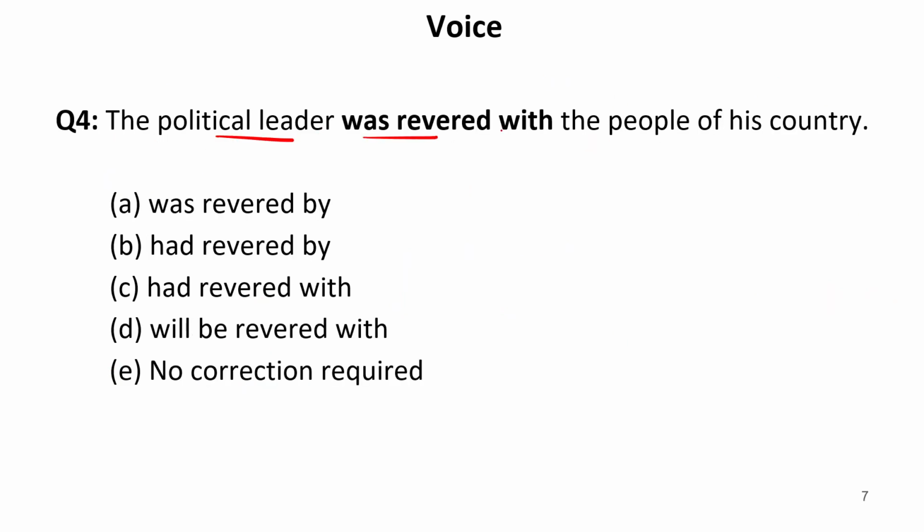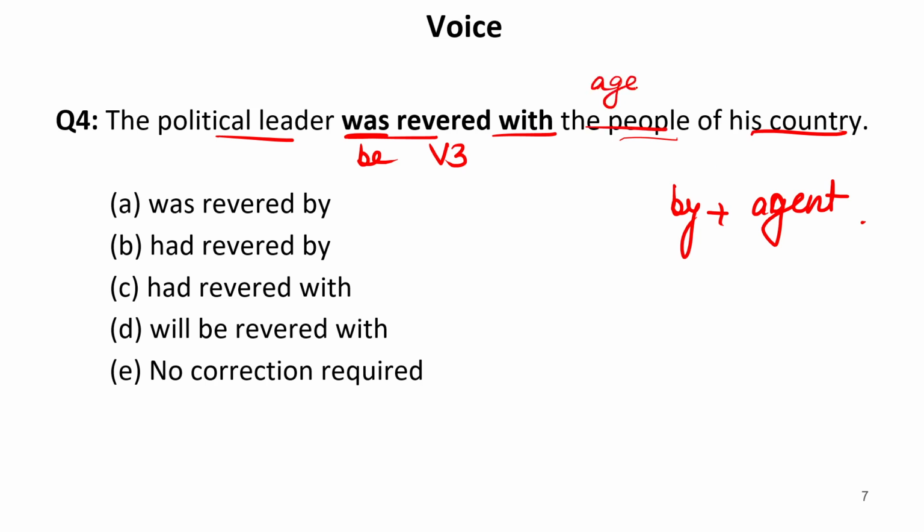The political leader was revered with the people of his country. Now, the political leader was. Now we have the past form of be, and after that we have the verb third form. Whenever we have a passive structure, we always use by to show the agent. So by plus agent, or you can say the subject in the active sentence will be the agent, or the object in the passive sentence. Therefore, the people are the agents, and if they are the agents, so with should be replaced with by, because agents or the living agents are always shown with by.